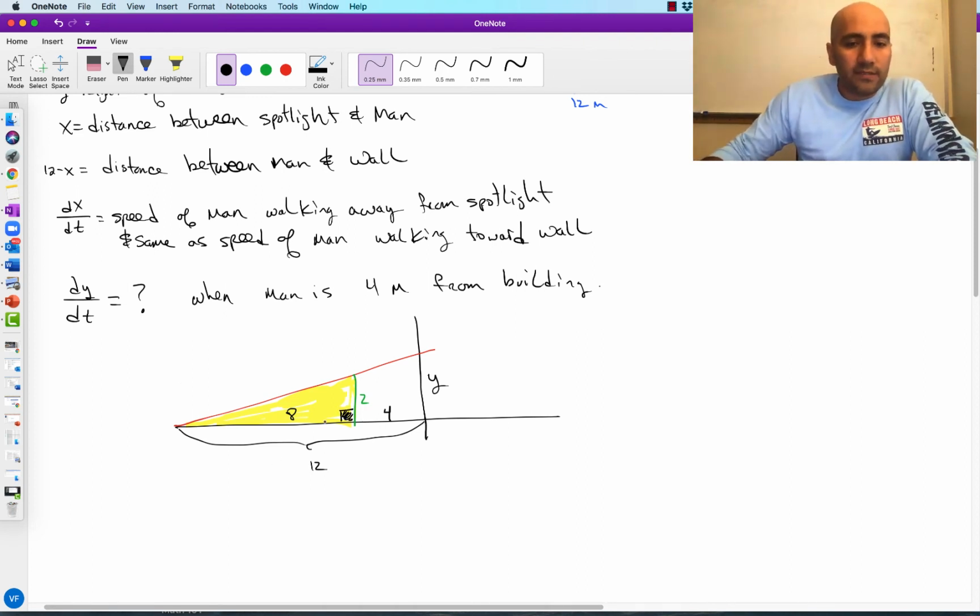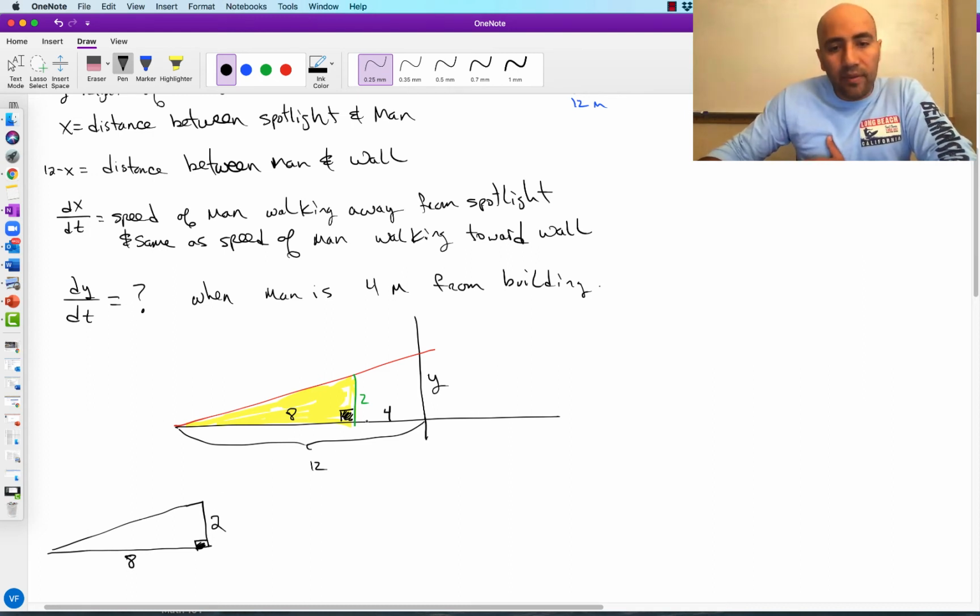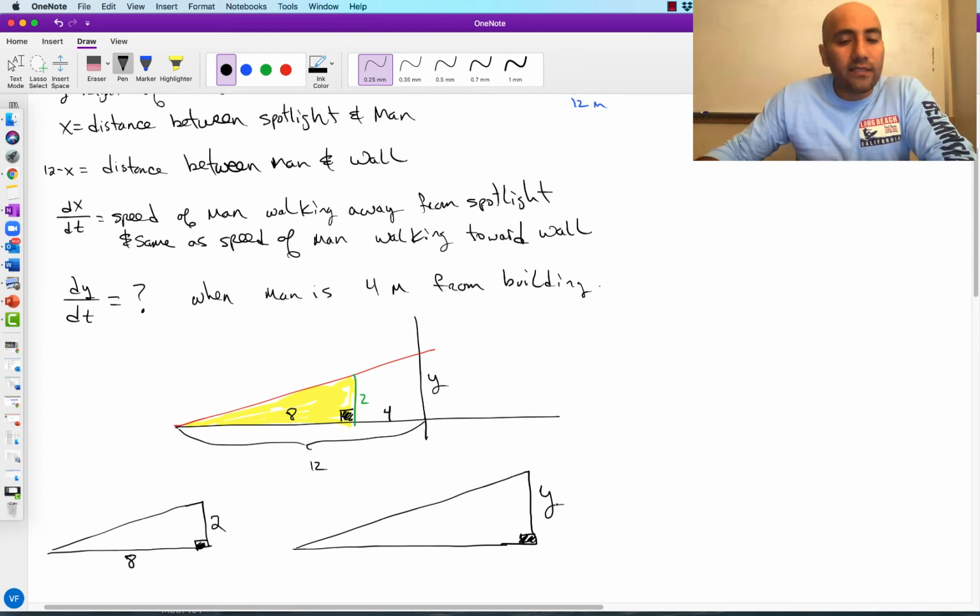So let me draw that. I'm going to separate them. This yellow triangle, I'm going to put over here. It's a right triangle. We know that this leg is 8, this one is 2. We don't know the hypotenuse. That's okay. And then let's think about this big triangle. This yellow triangle is nested inside this much larger triangle. It's also a right triangle. Its height is y, the shadow at that point in time. This leg is 12. We also don't know the hypotenuse.